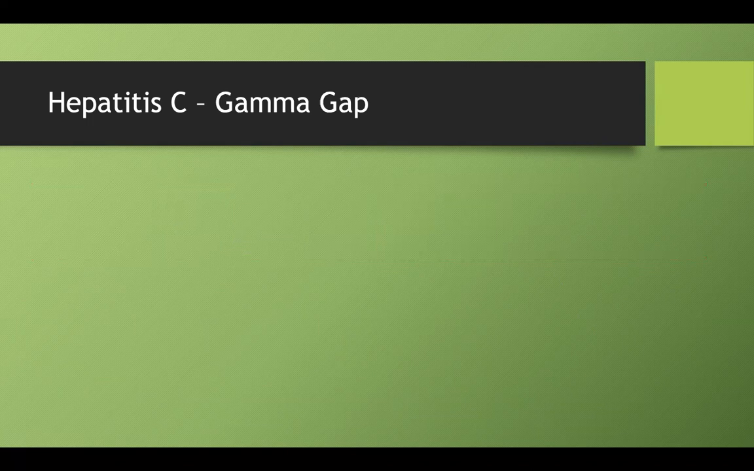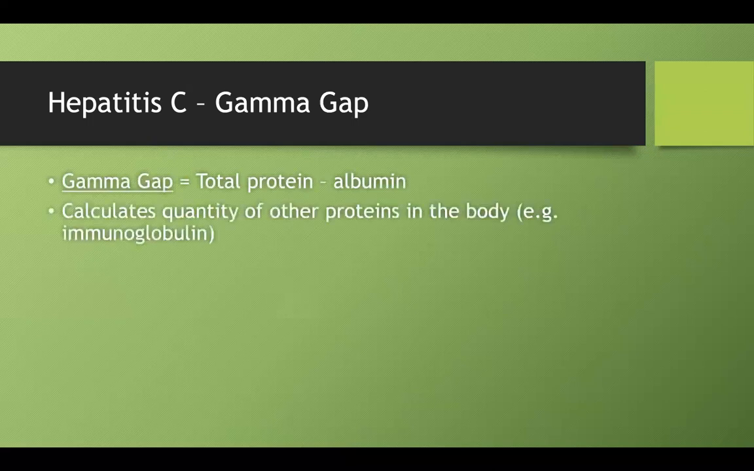The gamma gap is something that I've seen in UWorld a few times now. I remember seeing it on Step 1 initially, but I saw it more for Step 2 study resources. The gamma gap is your total protein level minus your albumin level. Remember how albumin usually makes up at least half of our plasma proteins. So this gamma gap measures the proteins in your body that are not albumin.